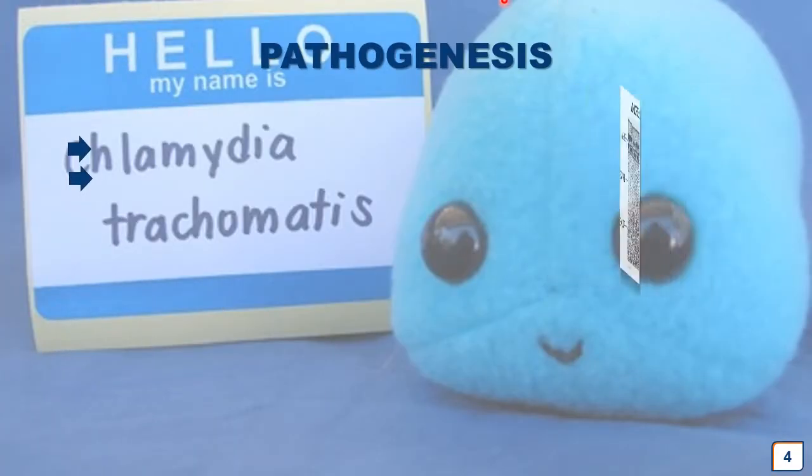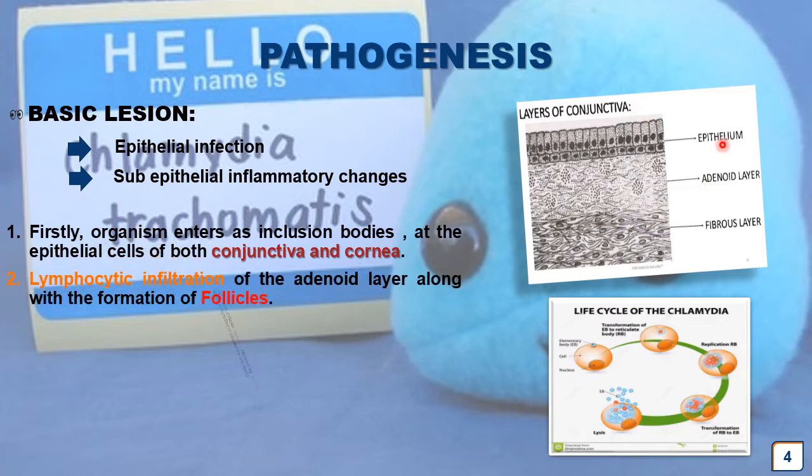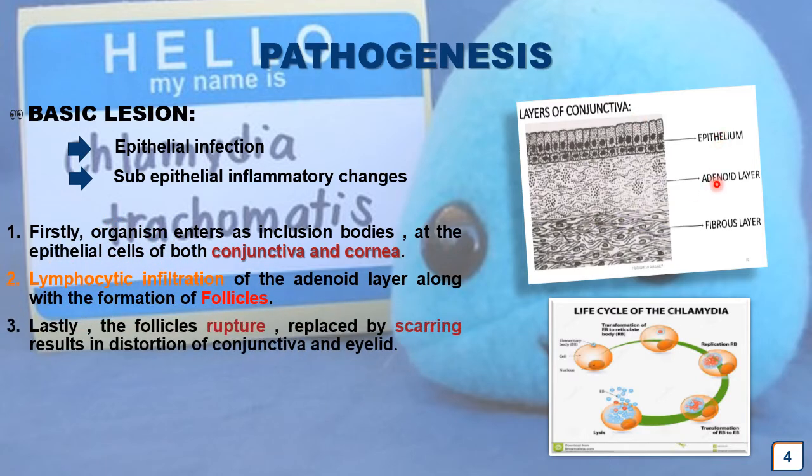Pathogenesis. But before discussing the pathogenesis in detail, I am going to talk about the layers of conjunctiva. So the first one is the epithelium layer, the second is the adenoid, the third is the fibrous layer. So the basic lesions are epithelial infection and subepithelial inflammatory changes. The epithelial infection occurs in the epithelium layer, while the subepithelial inflammatory changes take place in the adenoid layer.